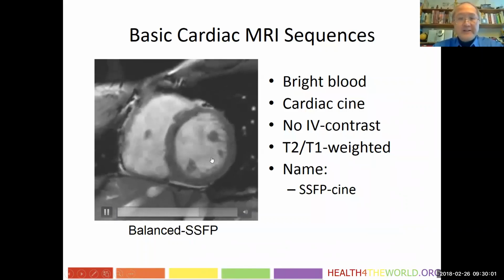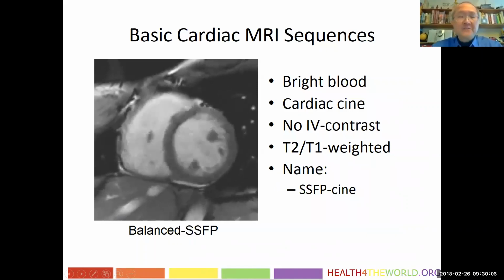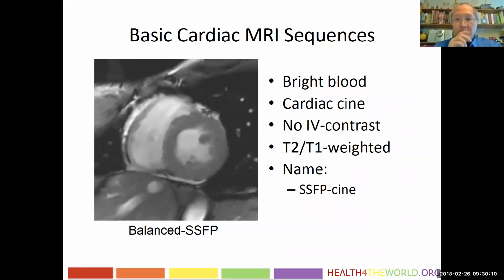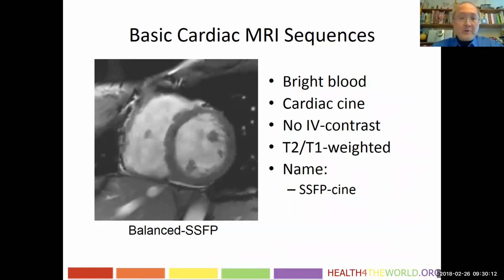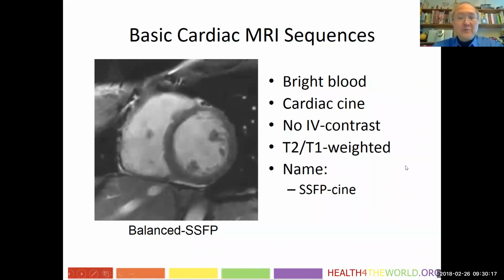It is bright. It is a cine, so usually it means that it has 10 to 20 cardiac phases that are being played as a film loop so you can see the motions, the contraction of the heart. This sequence does not require IV contrast, and that's kind of nice. It has a mixed T2 over T1 weighting.